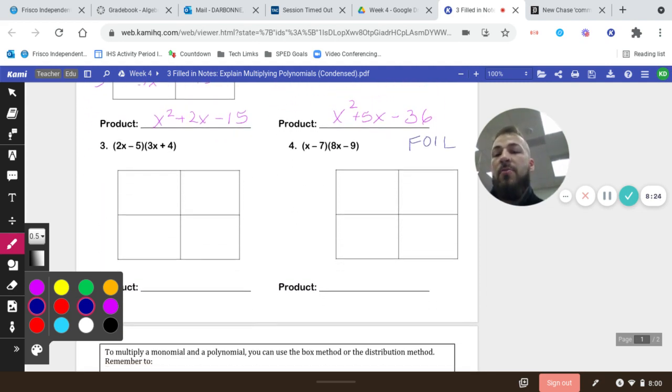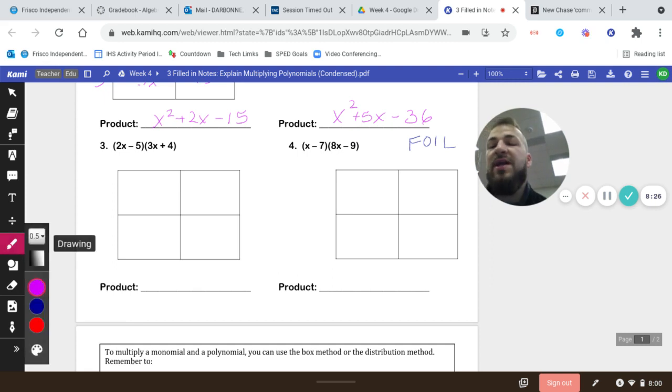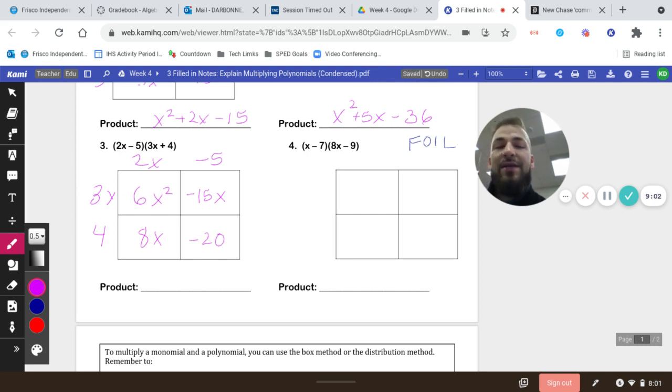But let's look at number 3 and number 4. So number 3, we have 2x minus 5 and 3x plus 4. So 2x and minus 5 on the outside, and 3x and 4. So 3x times 2x, multiply the coefficients, so 6. X times x, add the power, 1 plus 1 is 2. So 6x squared. Negative 5 times 3x, negative 5 times 3 is negative 15, and then no x's to multiply, so just x. 2x times 4, 2 times 4 is 8, and then no x's to multiply, so just x. And then 4 times negative 5, negative 20.